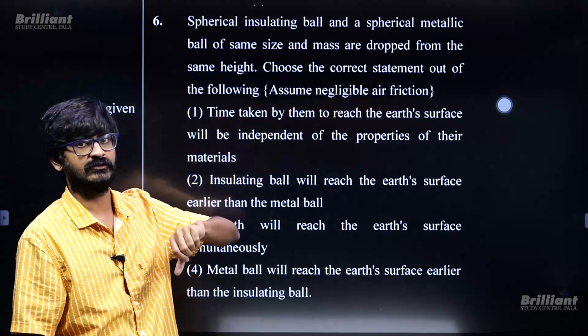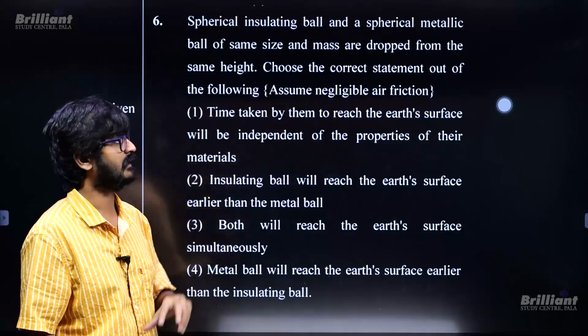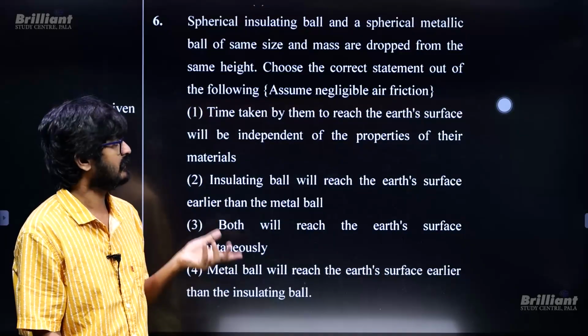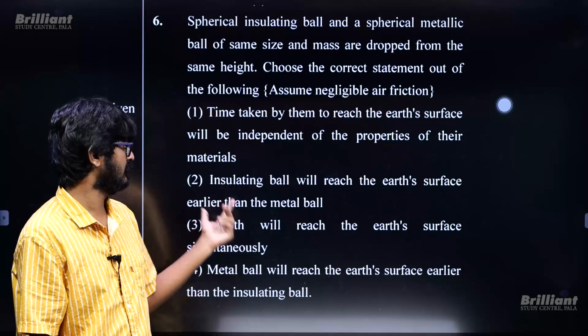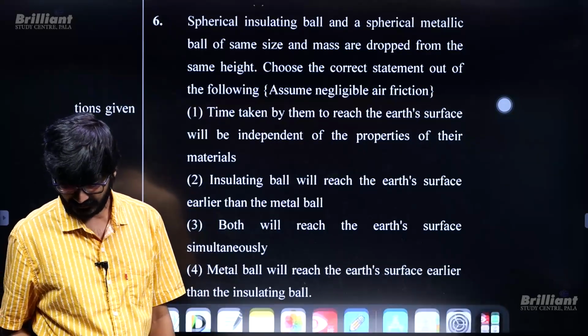So if there is repulsion between them, what will happen? The metallic ball will be coming a little slower. Because of the eddy currents, there will be kind of repulsion. So it will be coming slower when compared to insulating ball. So insulating ball will reach the Earth first when compared to the metal ball.